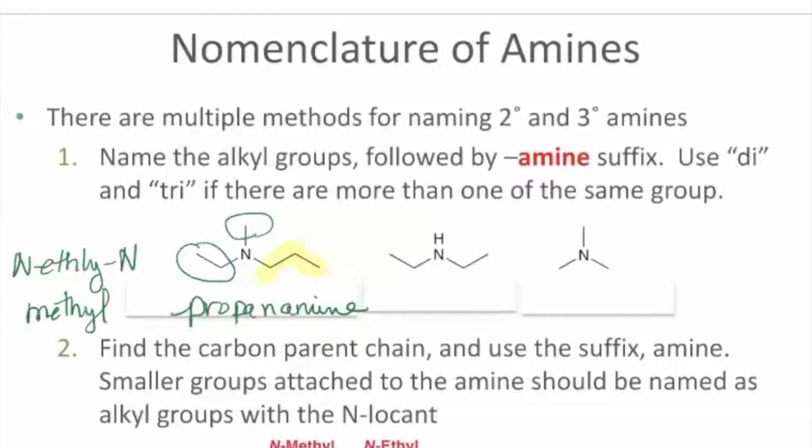So in this case, again, you find the longest parent chain, and then you name the amine that way. And then you look at the two additional substituents off of the nitrogen and you name them alphabetically. So the proper name for this one is N-ethyl N-methyl propanamine. And this should just be one word. I'm sorry, I left so much room. This one right here has a common name, which is just diethylamine. And this also has a common name, which is trimethylamine.